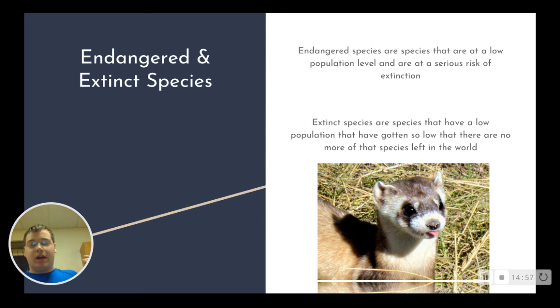Extinct species are like that, but the population level got so low and it couldn't be controlled, and that species died, the last of that species died, and it's no longer here.